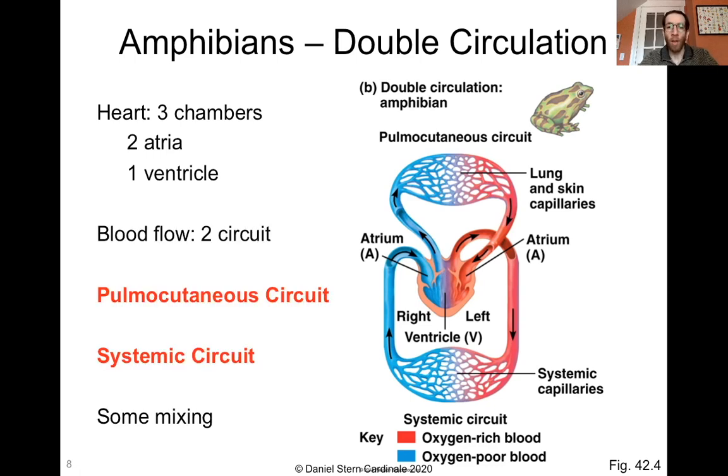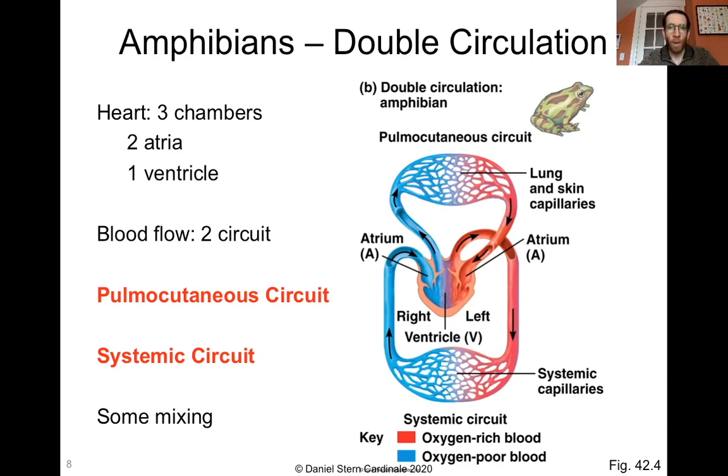One circuit where the deoxygenated blood goes is called the pulmocutaneous circuit. Pulmo, like pulmonary, meaning lungs, and cutaneous, meaning skin. So this is where deoxygenated blood from the body is going to go to the lungs and the skin, pick up oxygen, and then return into the other atrium, the left atrium. Once that oxygenated blood returns to the heart, it gets pumped into the ventricle, and then it goes through the systemic circuit, which pumps that blood through the rest of the capillaries in the body. So these are the capillaries that are supplying muscles and organs with oxygen and nutrients.